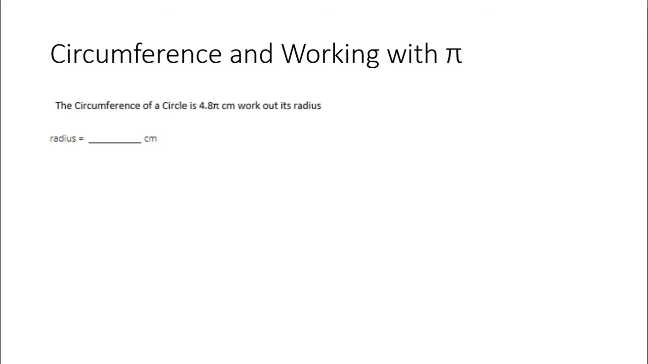Next, circumference and working with pi. Here we're given the circumference of the circle is 4.8 pi centimeters, and we're asked to work out the radius. Remember that there are two formulas for a circumference. We should start with one of those formulas because we are given the circumference. We should write something equals that circumference. And I'm going to use this formula here because it's the formula that includes the radius. If we're trying to find the radius, I want the radius to be part of my equation.